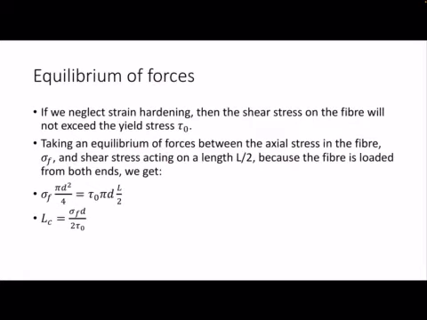So how to get this low enough is to actually limit the length of the fiber. So the longer the fiber is, the more it's able to transfer the load from the matrix to the fiber. And so that transfer becomes problematic, or becomes too high, and then you can break the fiber. And that's how critical length is just short enough so you can't break the fiber with a matrix. So if we neglect strain hardening, then the shear stress on the fiber will not exceed the yield stress.